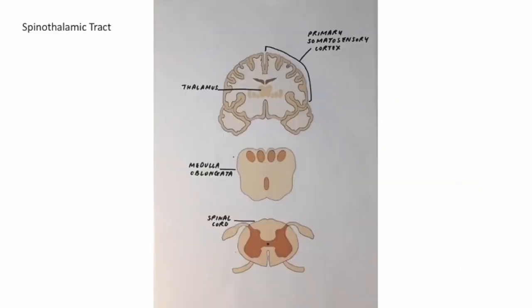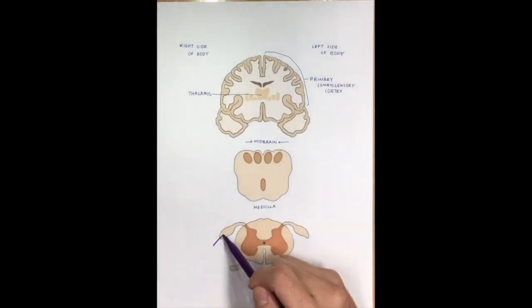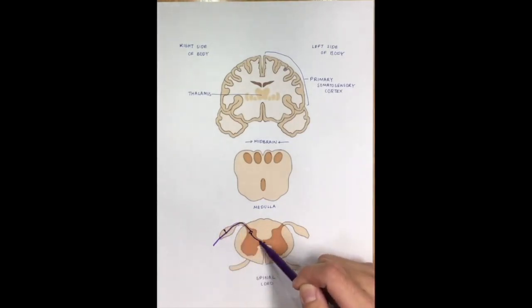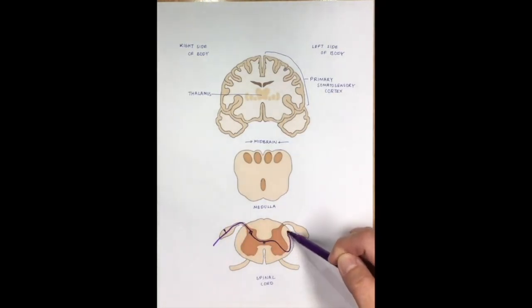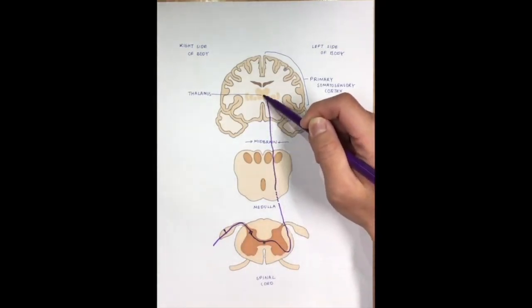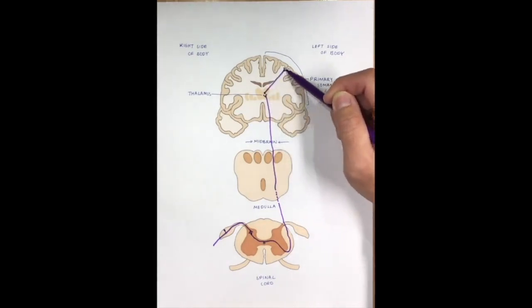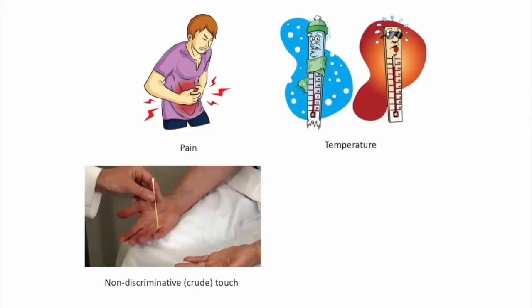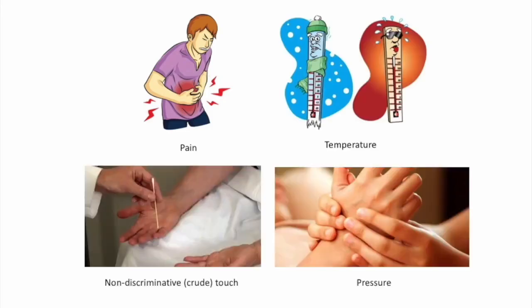The spinothalamic tract can be considered the main pathway that transmits pain information to the cerebral cortex. It is represented here by the purple nerve fiber travelling up the spinal cord, through the medulla and to the thalamus. In the thalamus, the fibers synapse with thalamic neurons that carry the signal to the somatosensory cortex. The spinothalamic tract contributes to our sensations of pain, temperature, non-discriminative or crude touch, and pressure.